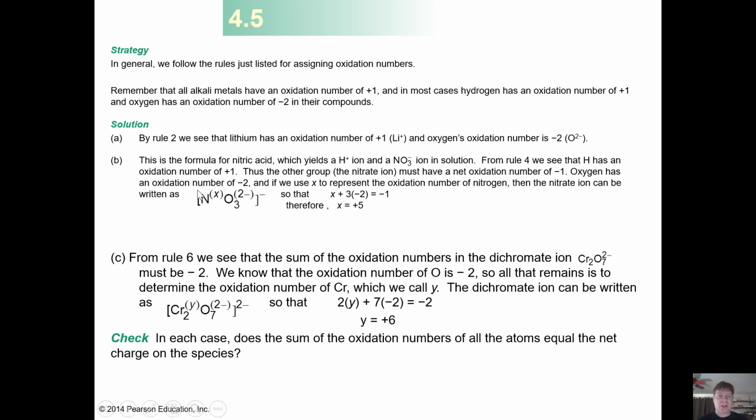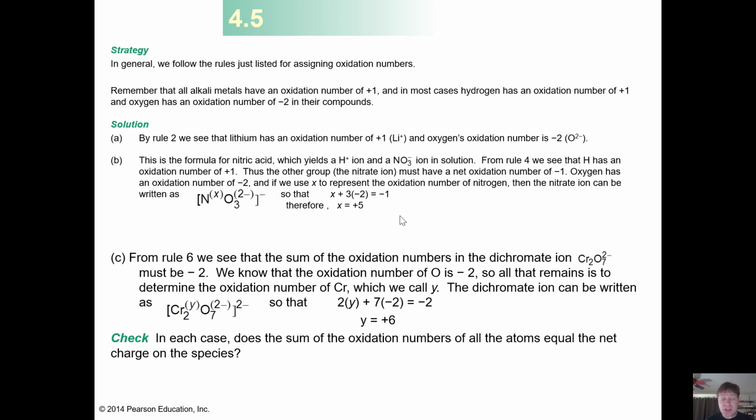And then we're basically doing some algebra here where we're calling the oxidation state of nitrogen X. So X plus the number of oxygens times the oxidation state of oxygen adds up to a -1. So that will give us a -6. So X has to be a +5. So that's the oxidation state of nitrogen in this compound.